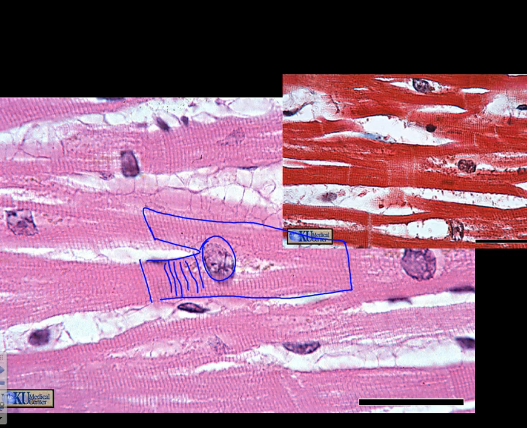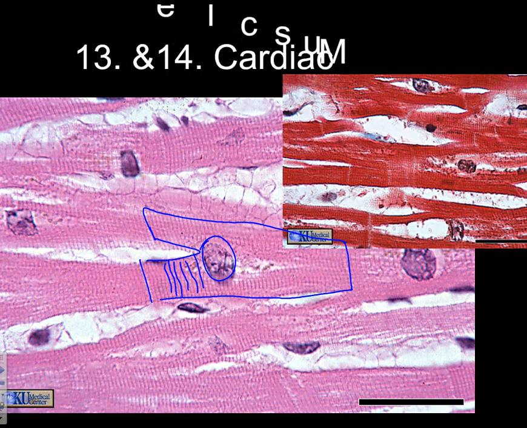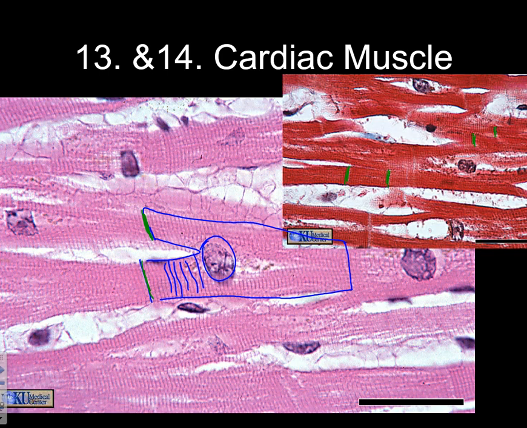The giveaway that this is cardiac, though, is the fact that we have intercalated discs, these thicker things at the ends. You can see them here, where the cells meet. That allows the cardiac muscle to communicate better and transmit electrical signals between each other. And they've got big single nuclei per cell, as opposed to lots of little nuclei per cell, which we see in skeletal. And this should say slide 13, by the way, not 13 and 14.